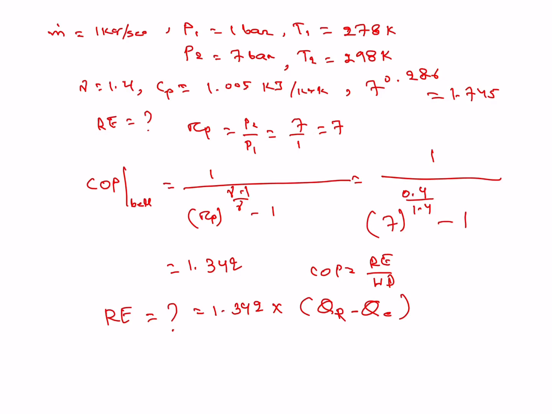QR and QE values you have to calculate from the T values. You have to use T2 by T1 equal to (P2 by P1) whole to the power (gamma minus 1) by gamma. From here you can calculate the T2 value, and this one is T3. I will draw that cycle, then you will understand.